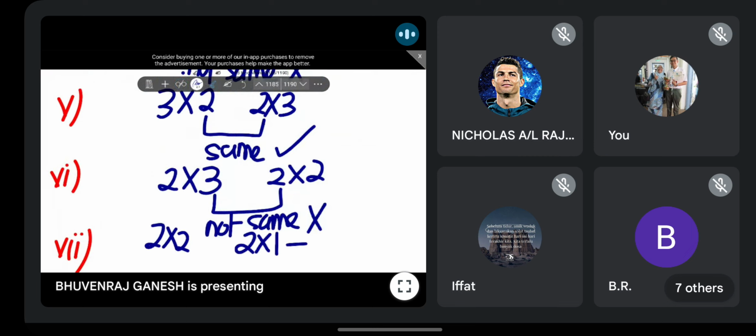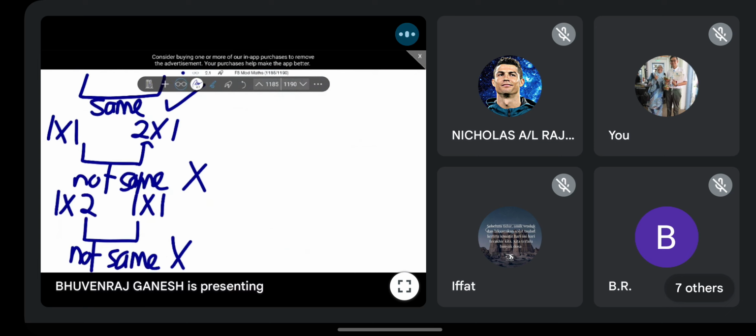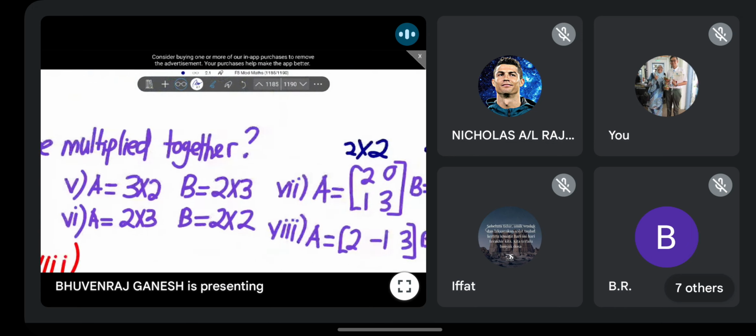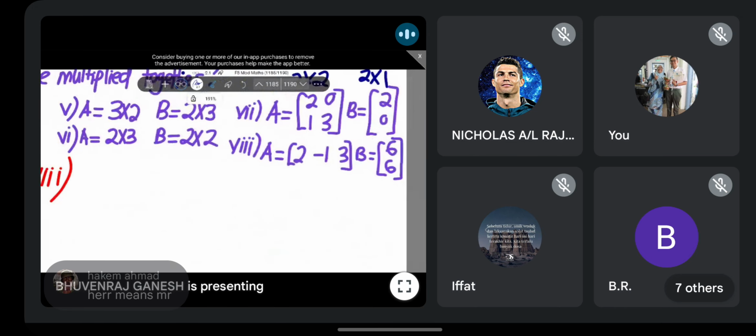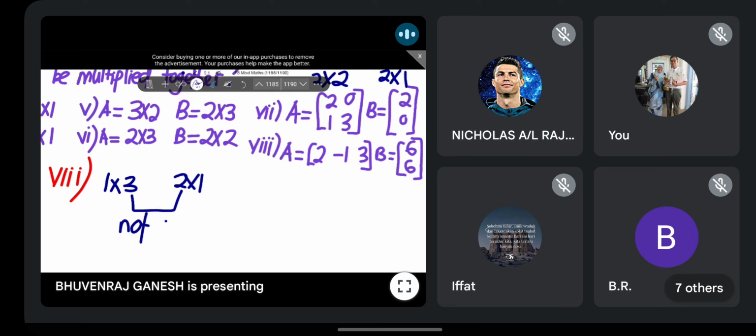Okay, so basically, the number here is the same. So you can multiply. Okay, next one. Can or not? Okay, the last one we cannot multiply because the first matrix, matrix A, is 1 times 3. The second matrix is 2 times 1. Okay, so the number in the middle is not the same. So that's why we cannot multiply each other.